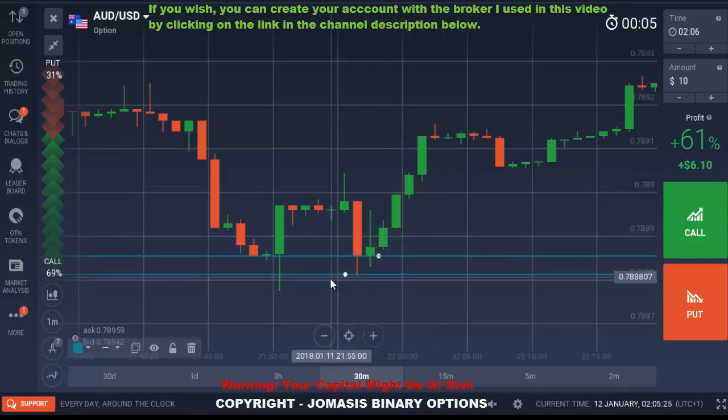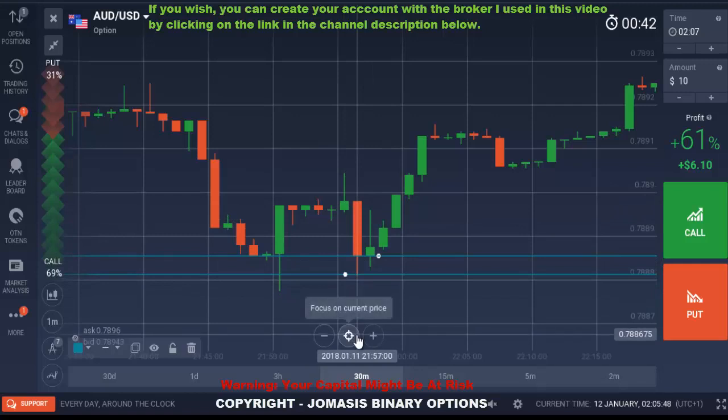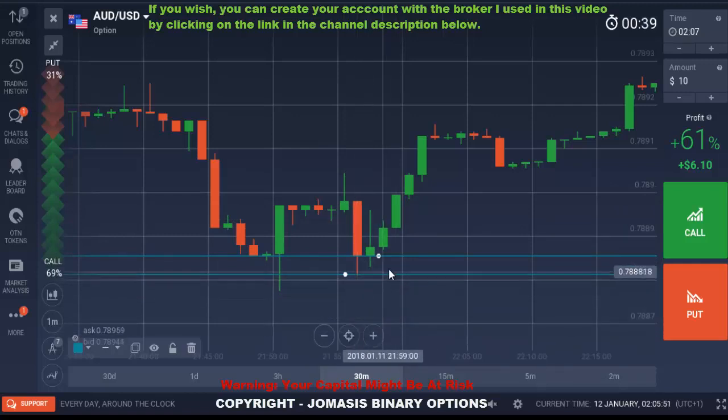Now I was talking about support becoming a resistance and resistance becoming a support. When the market was here, this line is support. Let's assume this market broke this support level, so this level will become a resistance again.